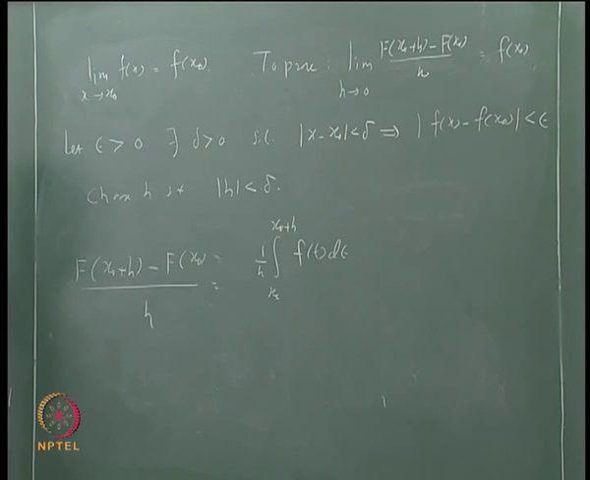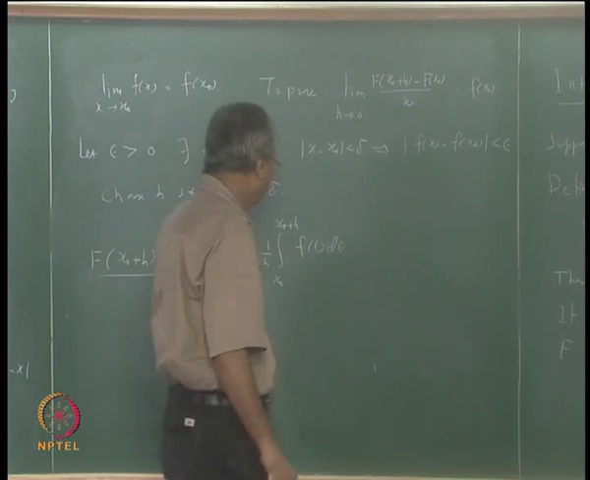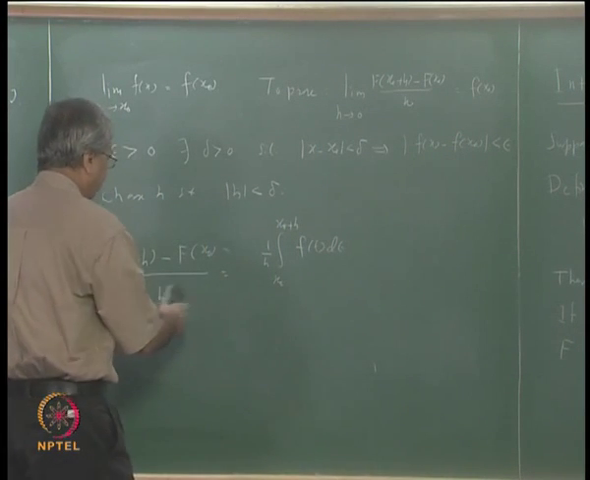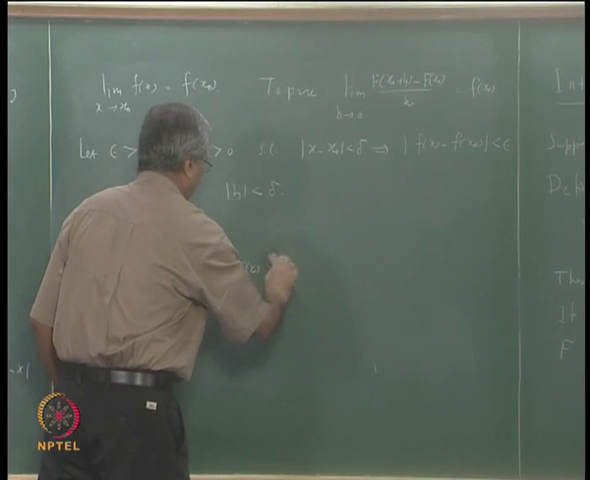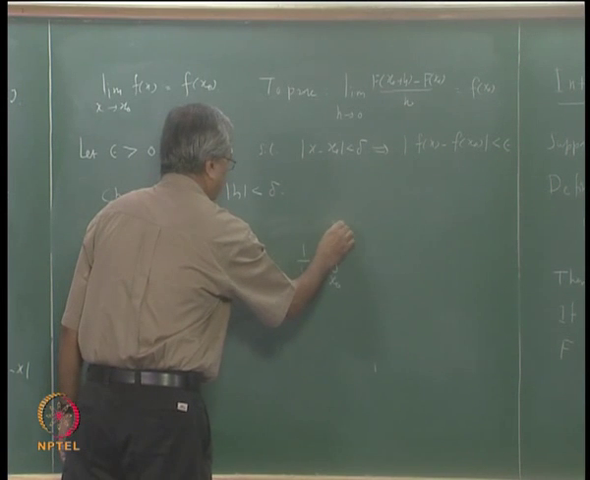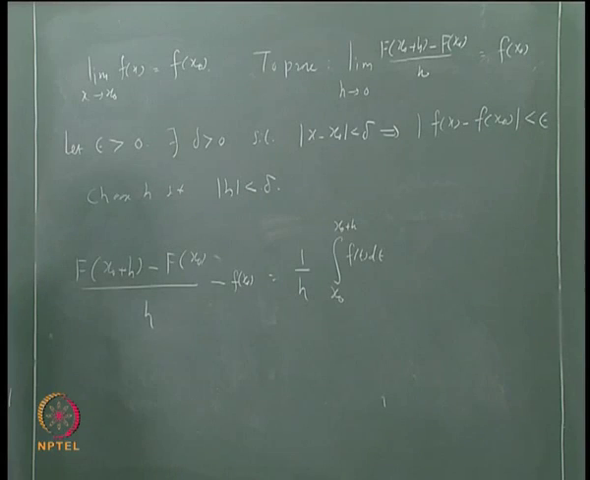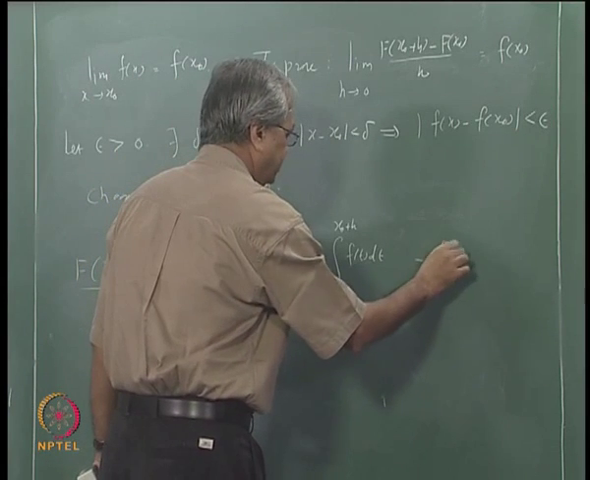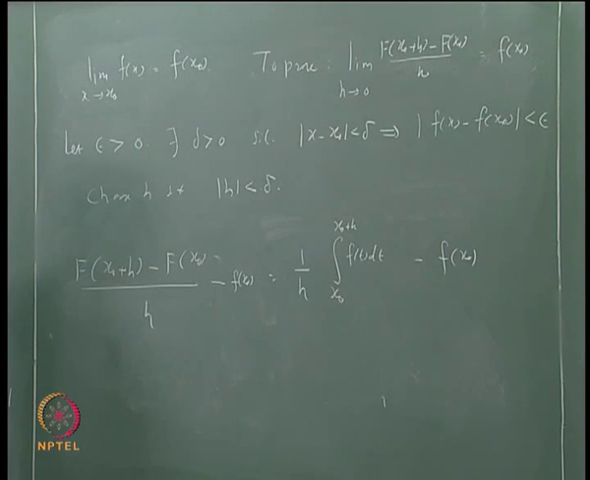And what we want to show is that the difference between this and f x naught is less than epsilon. So I will write that also here. What we want is minus f at x naught. I will rewrite this: it was 1 by h integral from x naught to x naught plus h of f t dt, and minus f x naught.